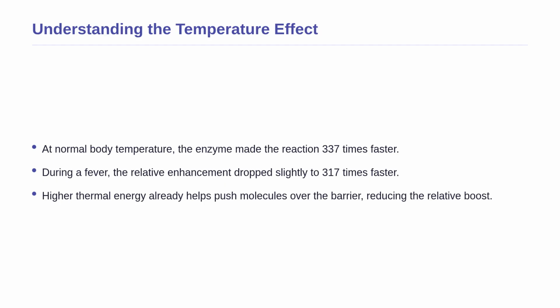Let us pause and interpret the physical meaning of that final answer. At normal temperature, the enhancement was 337. During a fever, it dropped to 317. Why? Because at higher temperatures, there is more ambient thermal energy available. This extra heat already helps push more molecules over the activation energy hill on their own. Therefore, while the enzyme's tunnel is still absolutely vital for survival, the relative boost it provides is slightly smaller when the body is running hot.